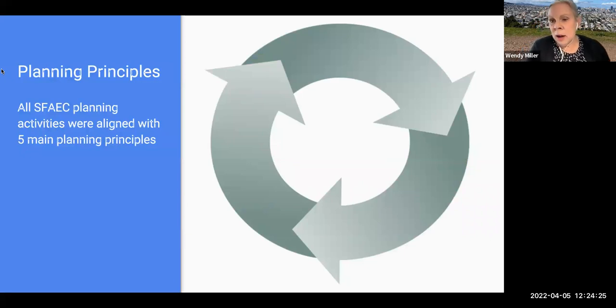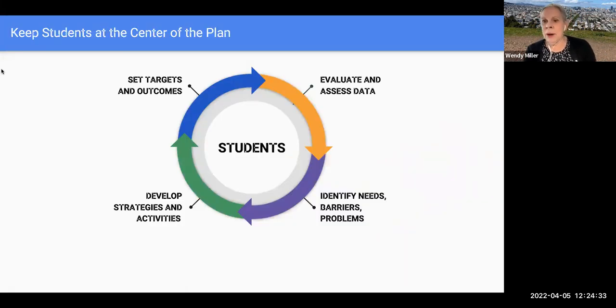So we aligned our activities with 5 main planning principles. Next slide, please. So our first and primary principle is we keep students at the center of the plan. So yes, we evaluate and assess data, and we identify needs, barriers, and problems, and from there we develop strategies and activities. We set targets and outcomes, and then we wash, rinse, and repeat several times as we go through continuous quality improvement. But always the touchstone at the center is student needs and student outcomes and student experience. Next slide, please.